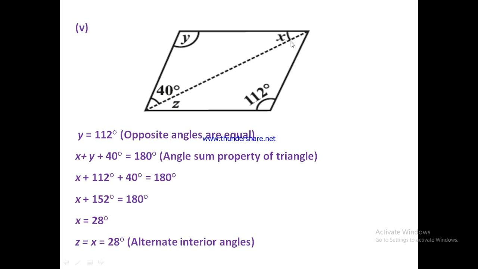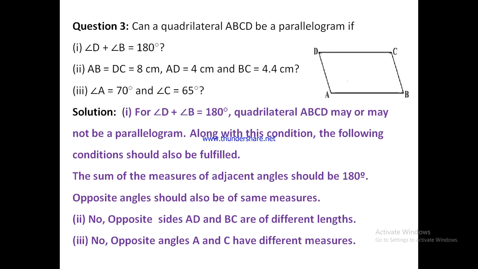Now we get the value of x, and we can see x and z are alternate interior angles of these two parallel lines cut by this transversal line, which is the diagonal of this parallelogram. And we know that alternate interior angles of parallel lines are equal in measure. So z is equal to x, it means it is also equal to 28 degree.